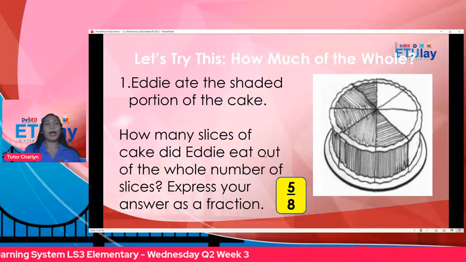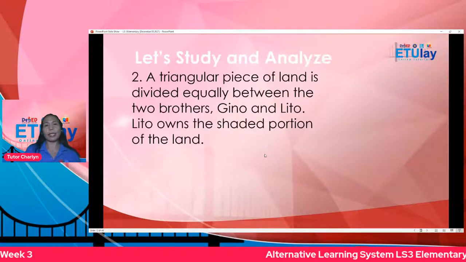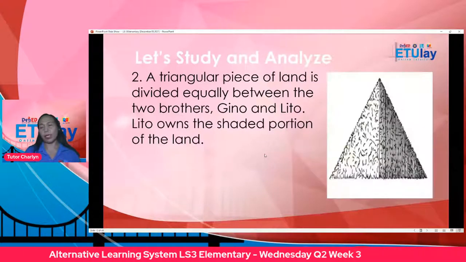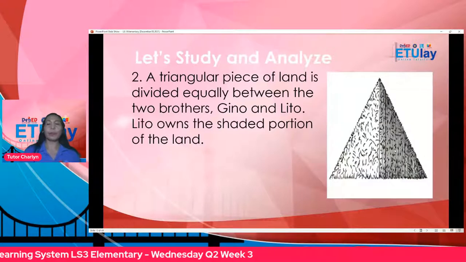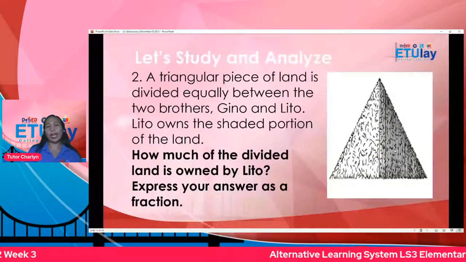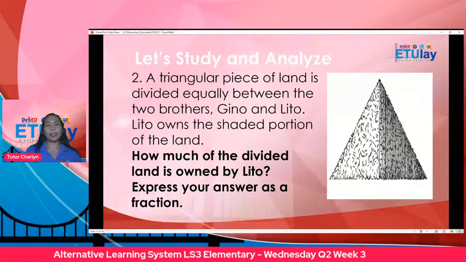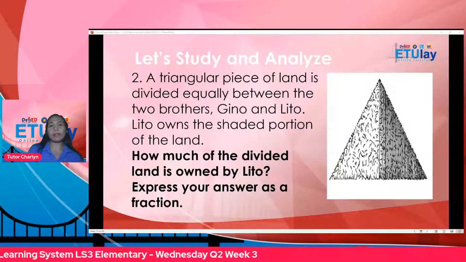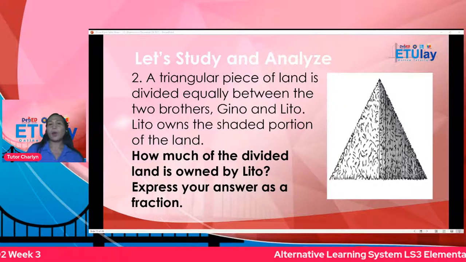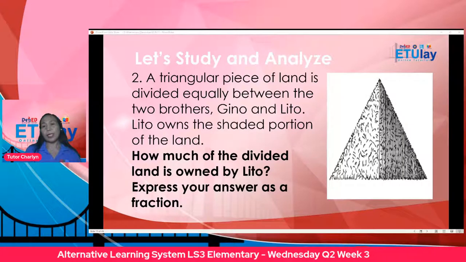Number 2. A triangular piece of land is divided equally between the two brothers, Gino and Lito. Lito owns the shaded portion of the land. Okay, ito yung sa kabila po yung shaded portion. How much of the divided land is owned by Lito? Express your answer as a fraction. Okay, triangular land. So, hahatiin siya equally sa kanilang dalawa ni Gino at saka Lito. Yung nasa kabila, yan po yung kay Lito.